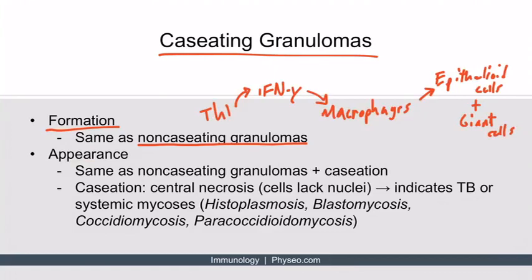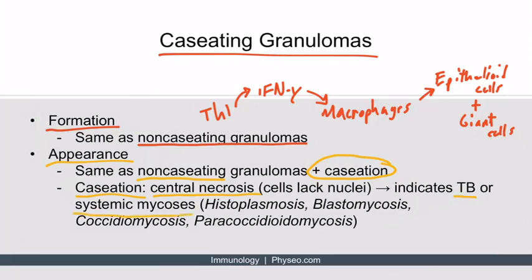And the appearance of caseating granulomas is also the same as non-caseating granulomas, but there's also caseation. So what is caseation? Well, this is basically central necrosis. And all those cells that are necrotic will lack nuclei. And when you see this central necrosis in your granuloma, you think, okay, this is caseating, which means we're thinking of a TB infection or a systemic mycosis.